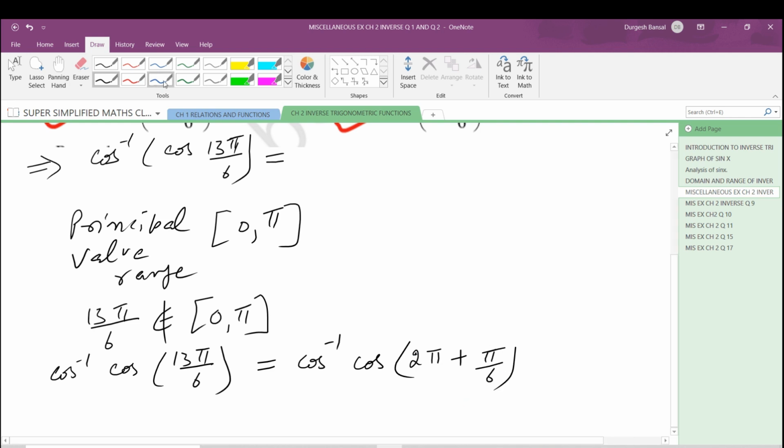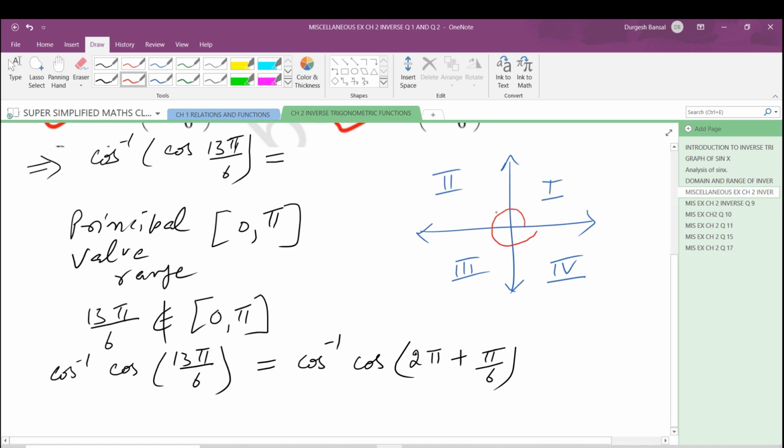Now students, you recall the coordinate geometry and trigonometry that you have studied in class 11. As per that, these are four quadrants: first, second, third and fourth, and for the angle 2 pi plus pi by 6, this is 0, this is the direction of the spiral, and here is the point 2 pi. So any angle 2 pi plus pi by 6 is going to belong to the first quadrant, and you know that in the first quadrant all trigonometric ratios are positive.